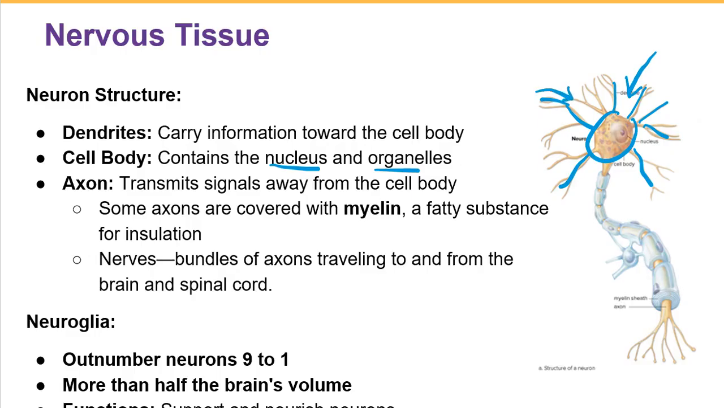And then a neuron has one single long cytoplasmic process which is called an axon. As you can see, the axon transmits the signals away from the cell body toward another cell. Some of the axons can be covered by myelin. Myelin is a fatty substance for insulation. As you can see here, the sheath around the axons is called a myelin sheath.